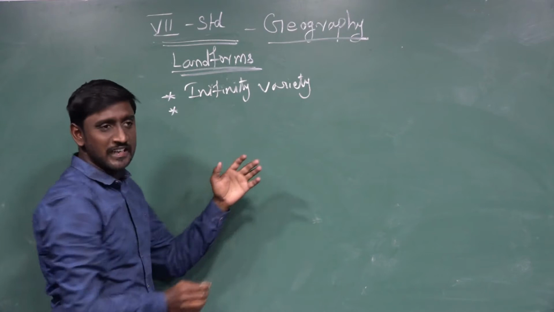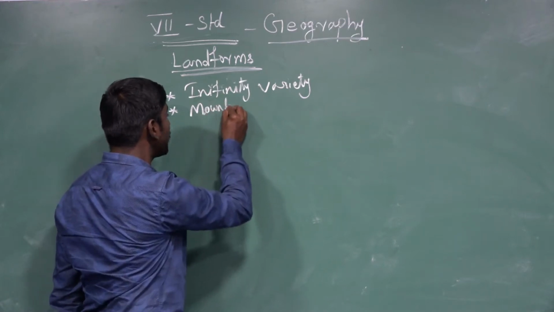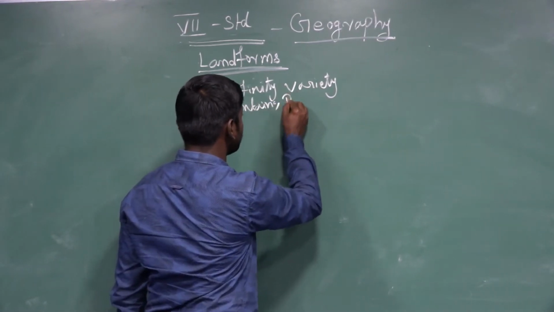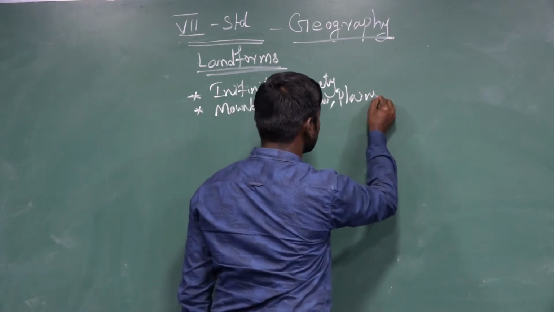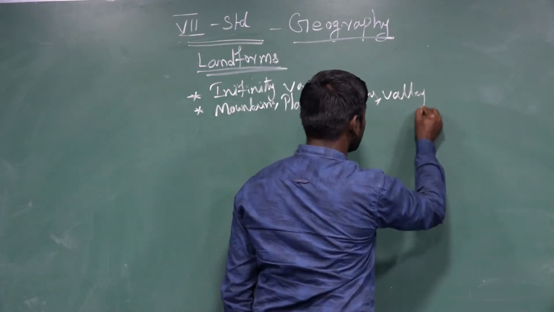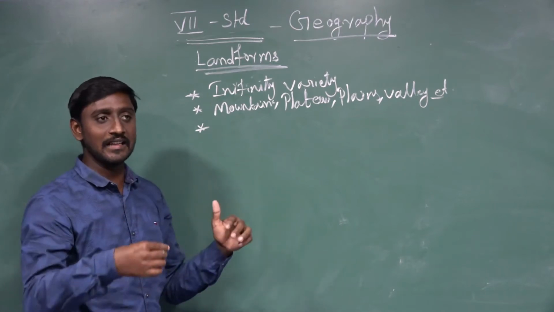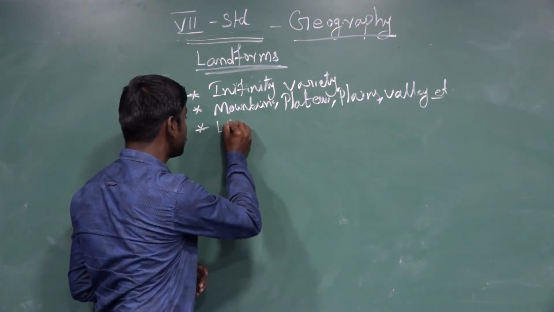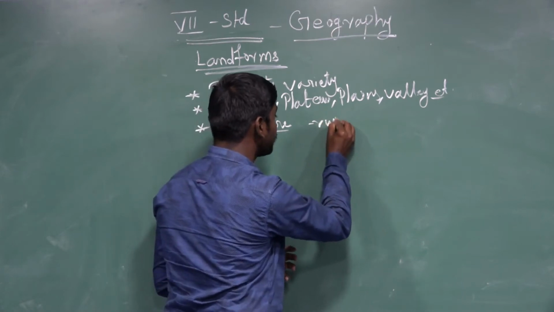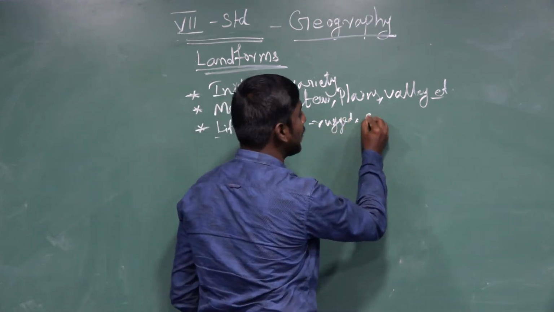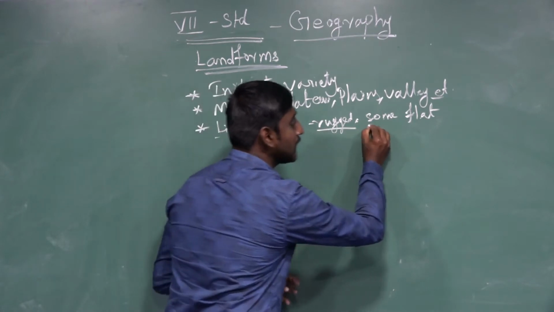The varieties of landforms on the earth are mountain, plateau, plains, valley, and so on. Some parts of the lithosphere are rough and rugged, and some parts are flat.